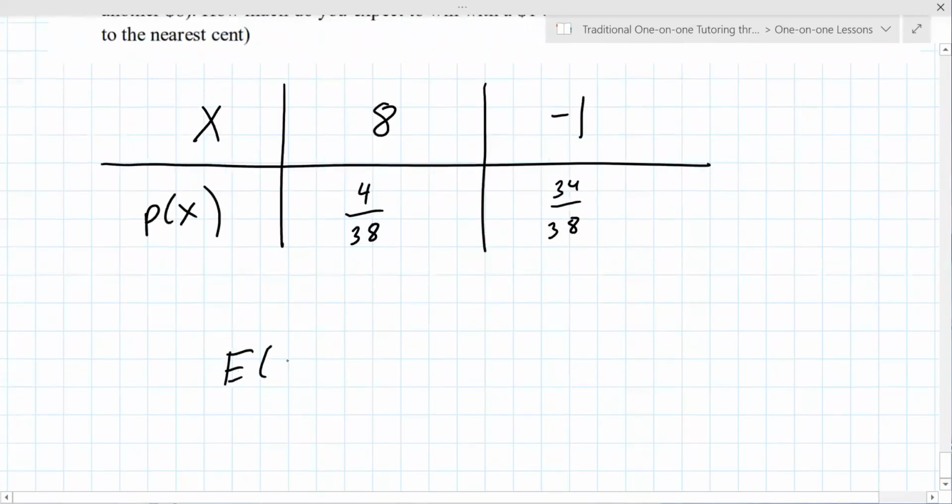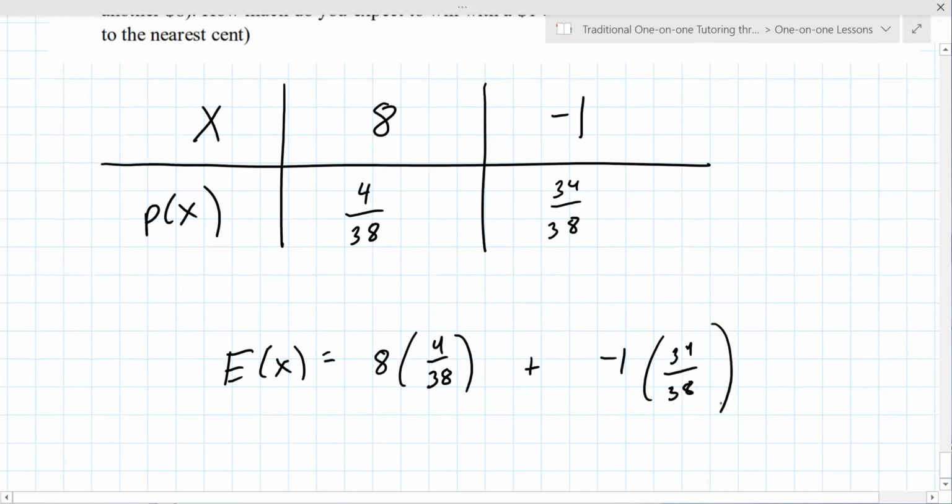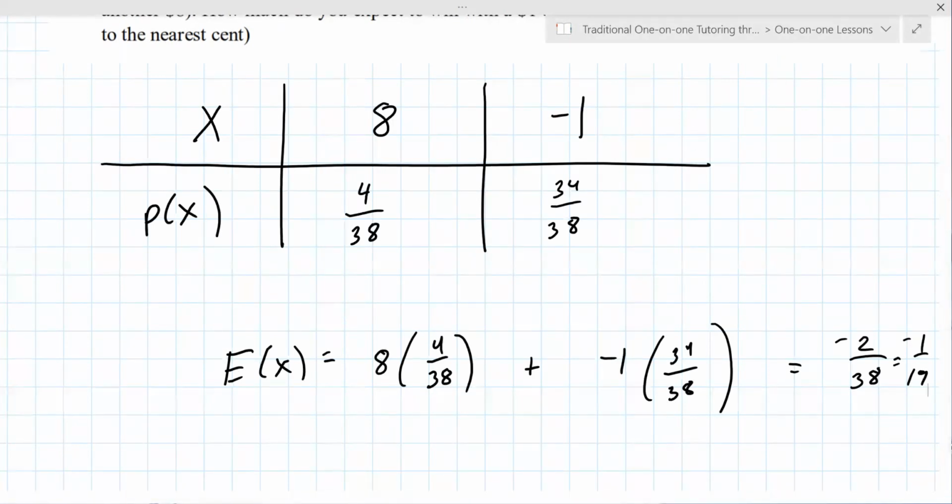Even though this is in the context of a gambling game, it's still X: 8 times 4 over 38 plus -1 times 34 over 38. So this ends up equaling 2 over 38 or 1 over 19. I'm sorry, negative. So on average, you expect to lose like 5 or 6 cents every time you play this game. Gotcha.